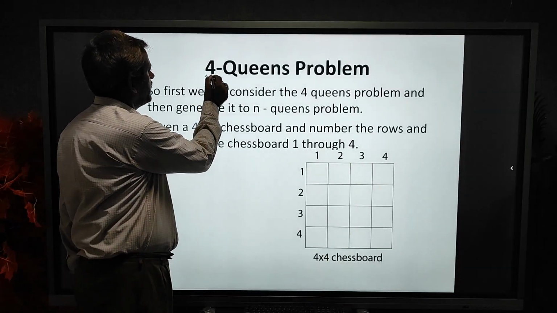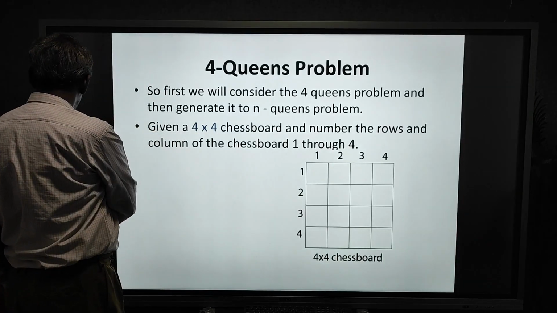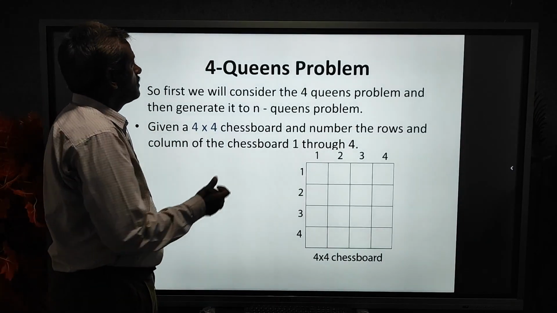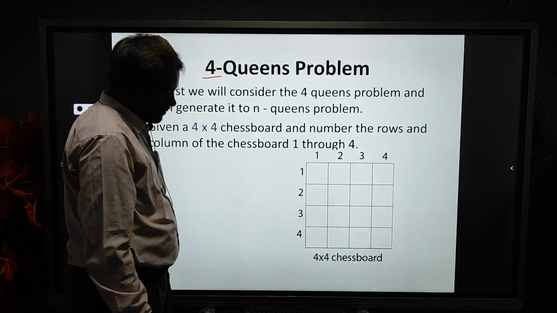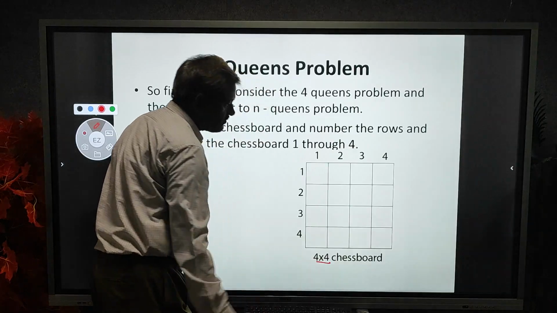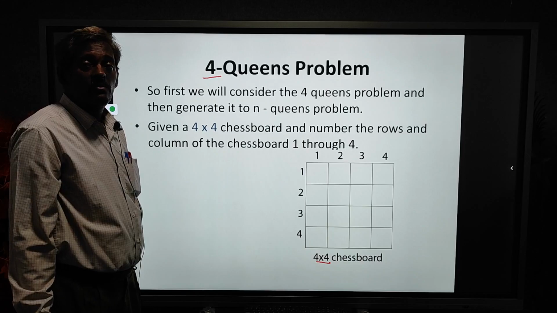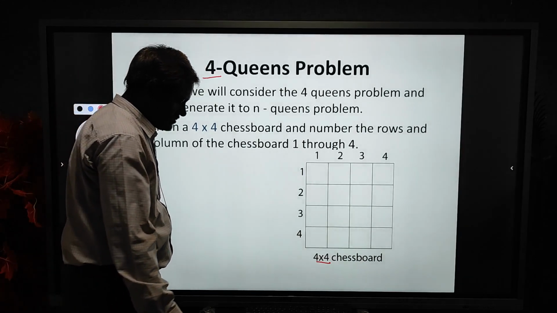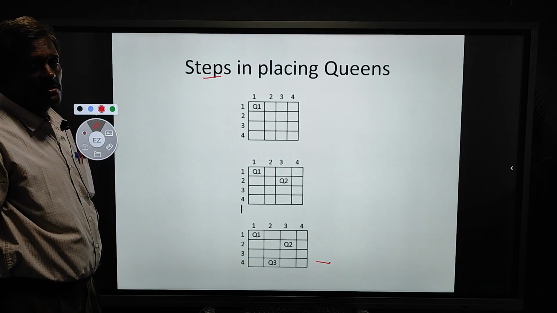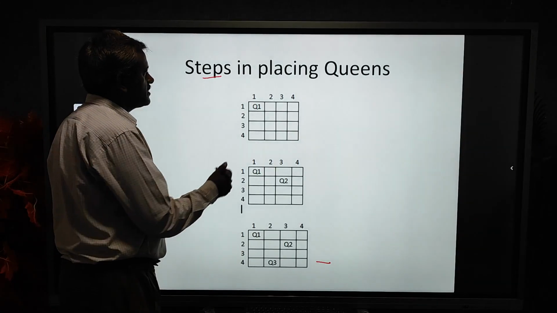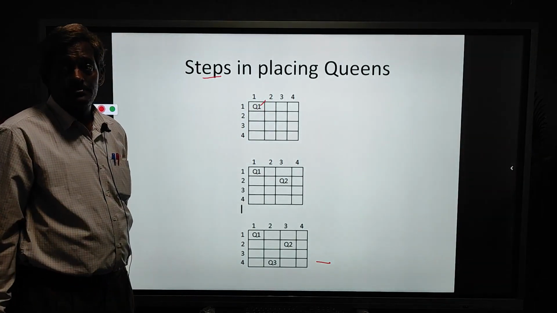Now I am taking an example of a 4-queen problem. That means, as we considered previously, the chessboard is going to be 4 by 4. Now we will check one by one how we are going to place these. The steps I am considering here: I have placed Q1 in the first row, first column.